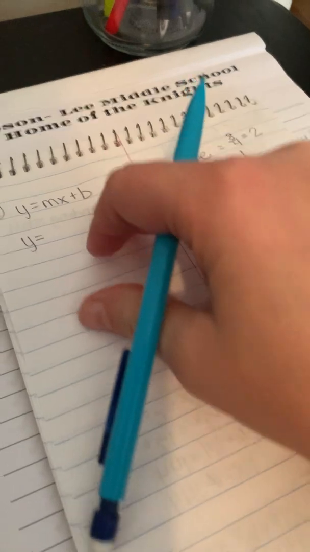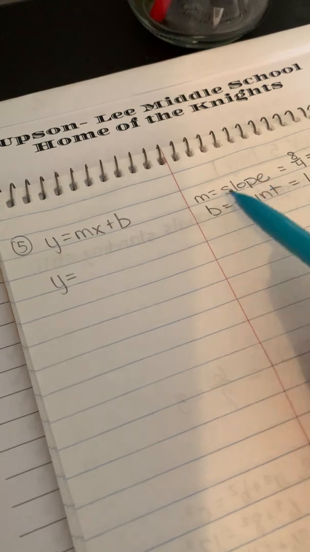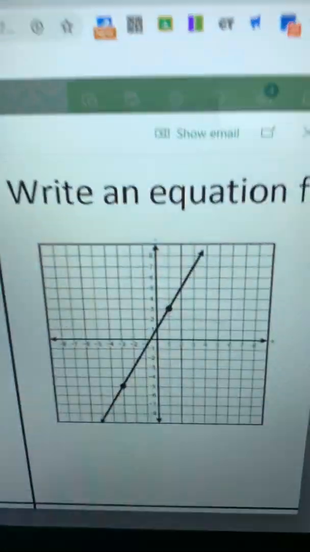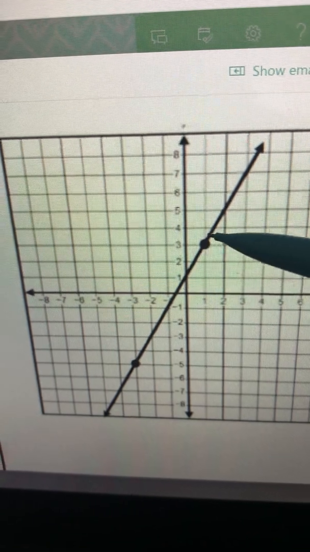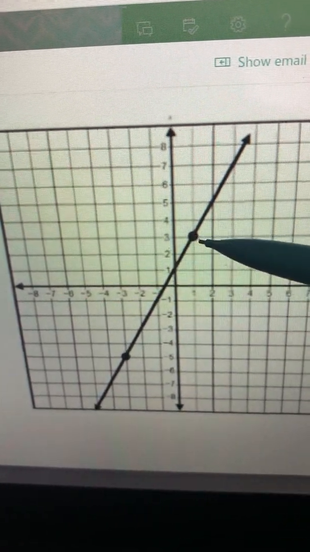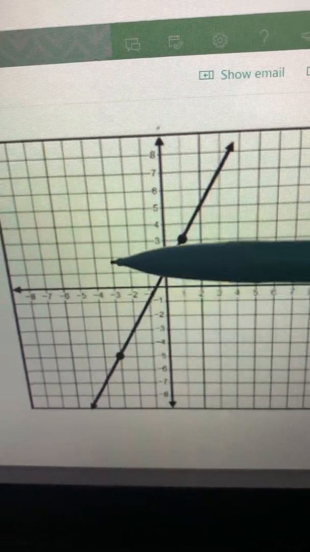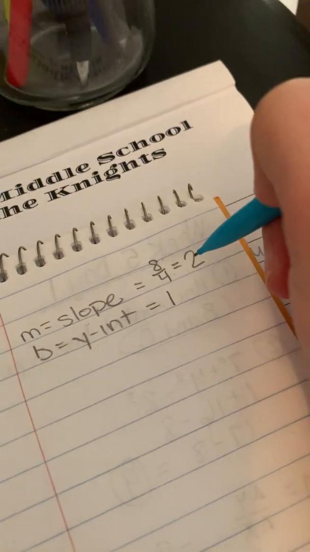And then number 5 says write an equation for this line. Anytime you're writing an equation for a linear function or a line, you're going to write it in the form of y equals mx plus b, where m is your slope and b is your y-intercept. When we're given a graph of a line, we can go between the two given points and count rise over run in order to get our slope. I've already counted this, and I went up 8 and over 4 to get my rise over run. 8 divided by 4 is 2, so my slope is 2.